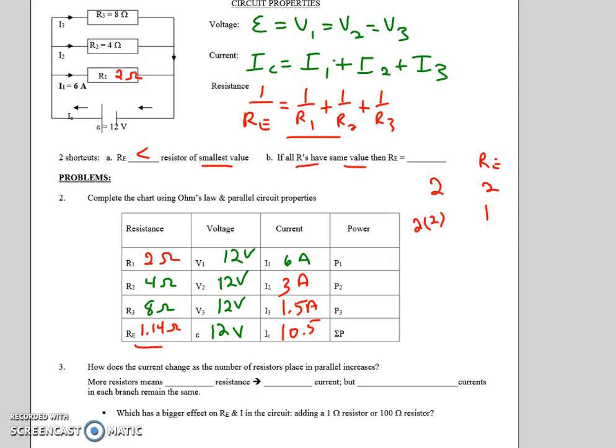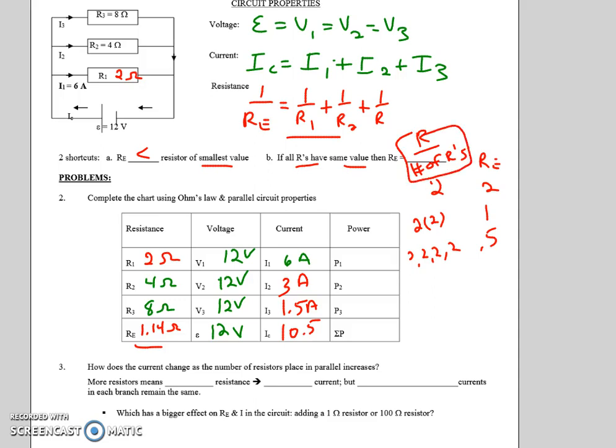If I had, let's say, 4 2s in parallel, a 2, a 2, a 2, and a 2, it would be 1/2 plus 1/2 plus 1/2 plus 1/2, right? That is 4 halves. Reciprocal of that is 0.5. So we see as we add more and more in parallel, we get less and less resistance. And the effective resistance, when they're all the same, is nothing more than the value of the R, the value of the one given, divided by the number of resistors.